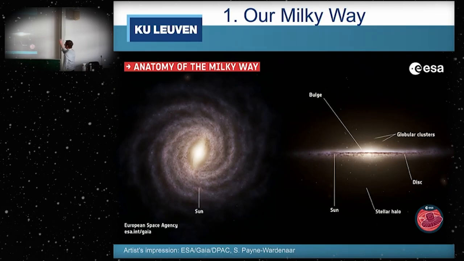So again, this is the anatomy of the Milky Way. As you can see, we sit here. As we already know, we have the bulge, we have the globular clusters, the disk, the stellar halo.